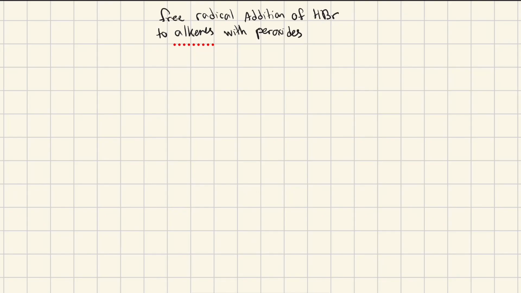Today we're going to look at the free radical addition of HBr to alkenes in the presence of peroxides. So normally, when an alkene reacts with HBr, it follows Markovnikov's rule, meaning that the hydrogen attaches to the carbon with more hydrogens and the bromine attaches to the more substituted carbon. This is because we have our carbocation intermediate and we need to have our carbocation on the more stable carbon.